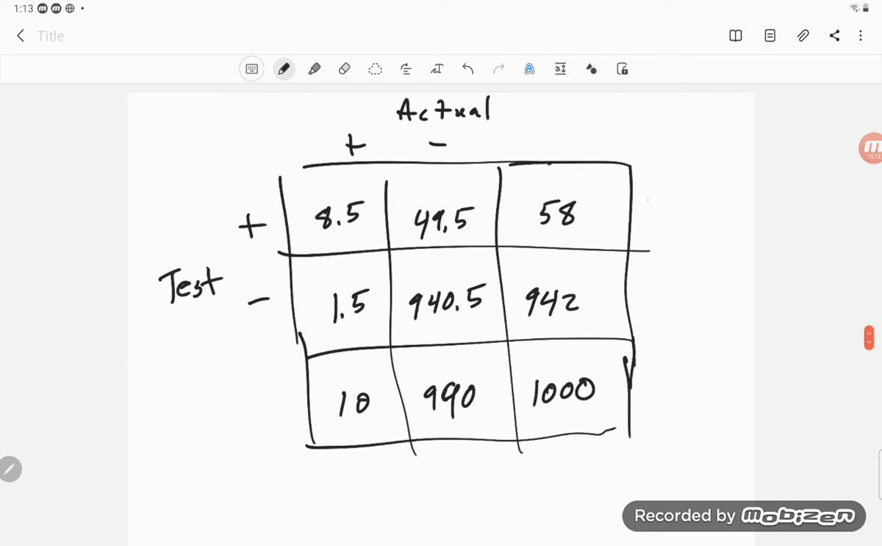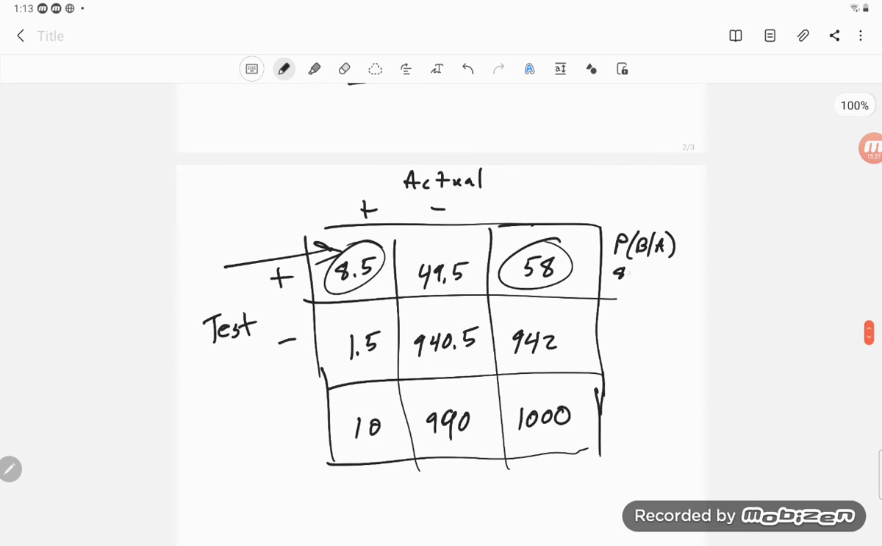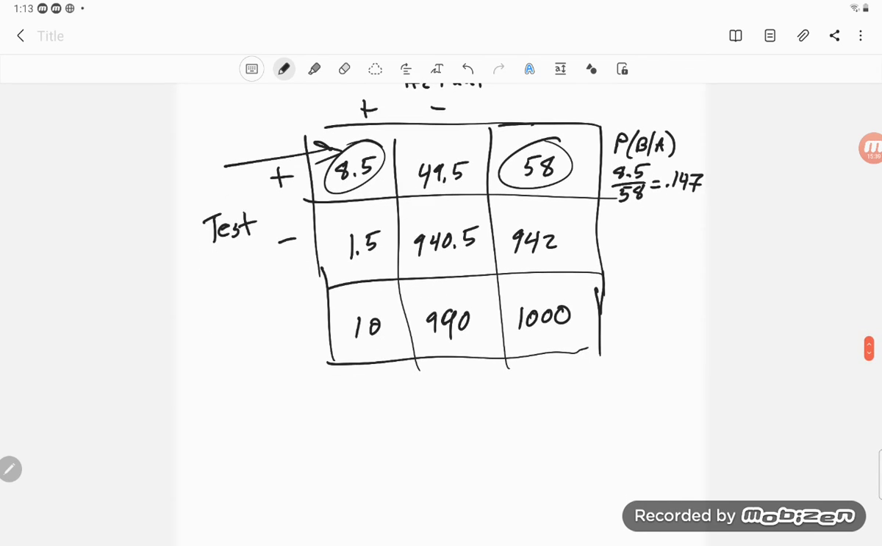And so, once again, if I look at my P of B given A, now if I test positive, how likely am I positive? Well, that's the 8.5 over 58 because I did test positive. So that's 8.5 over 58. Or now I'm down to 0.147, or just about 15% likely that if I tested positive, I actually am positive. So all of a sudden, it looks like these tests are terrible.